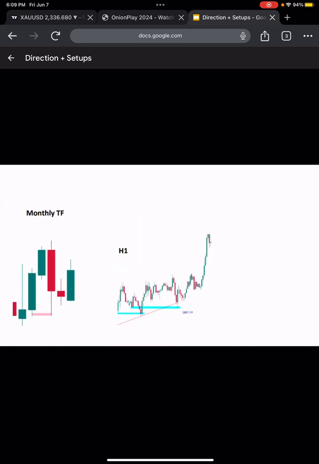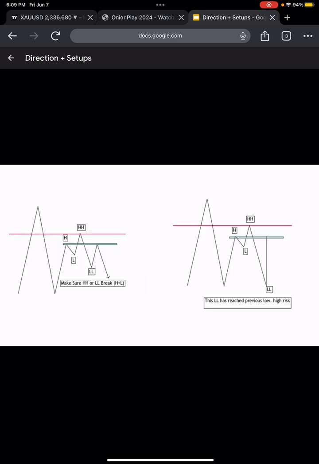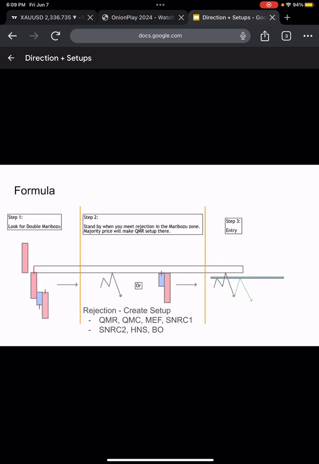So I'm going to go back to the formula for you guys in case you forgot. You look for the double Mariposa, you wait for price to get to the zone and make rejection, and then it has to create a setup, and then you take your entry after you get the confirmation, which is the engulfing candle, right? So I'm going to give you some examples in the next video.